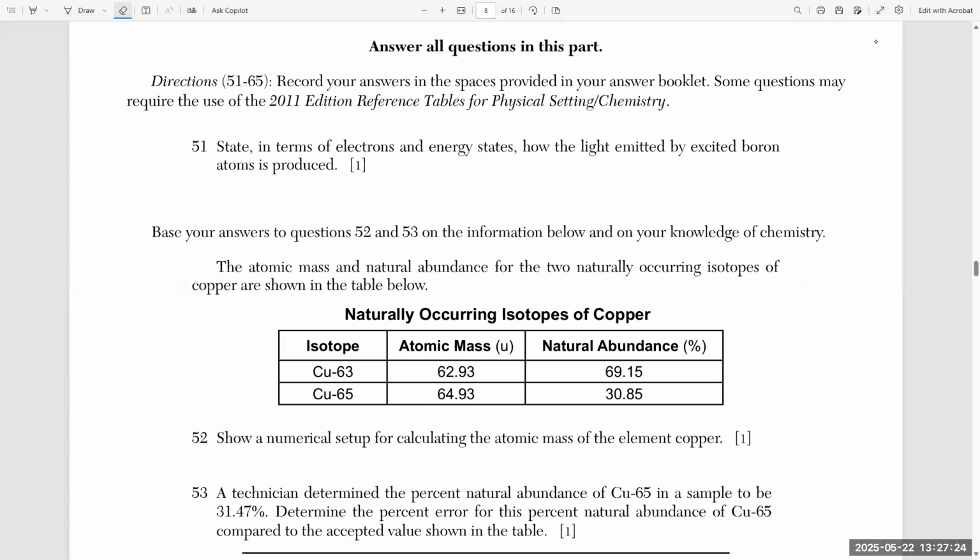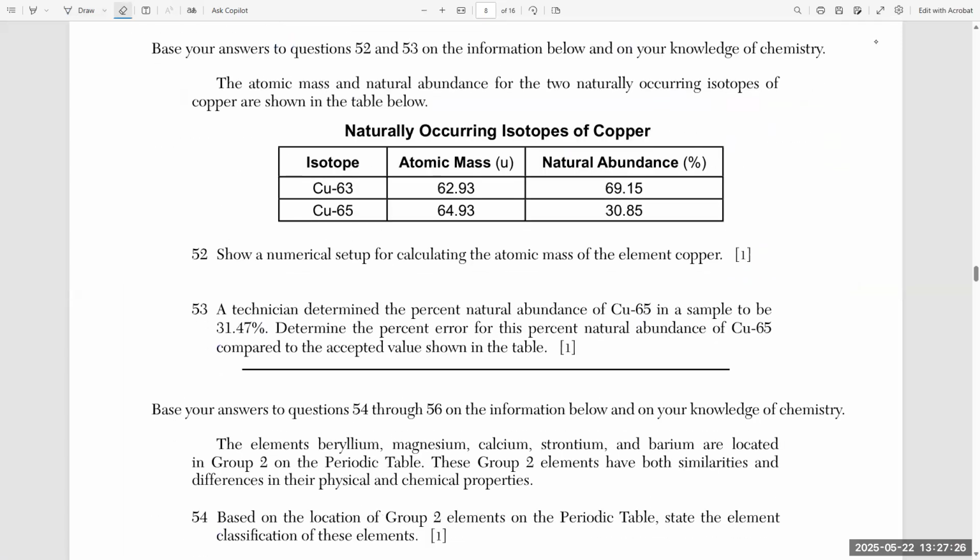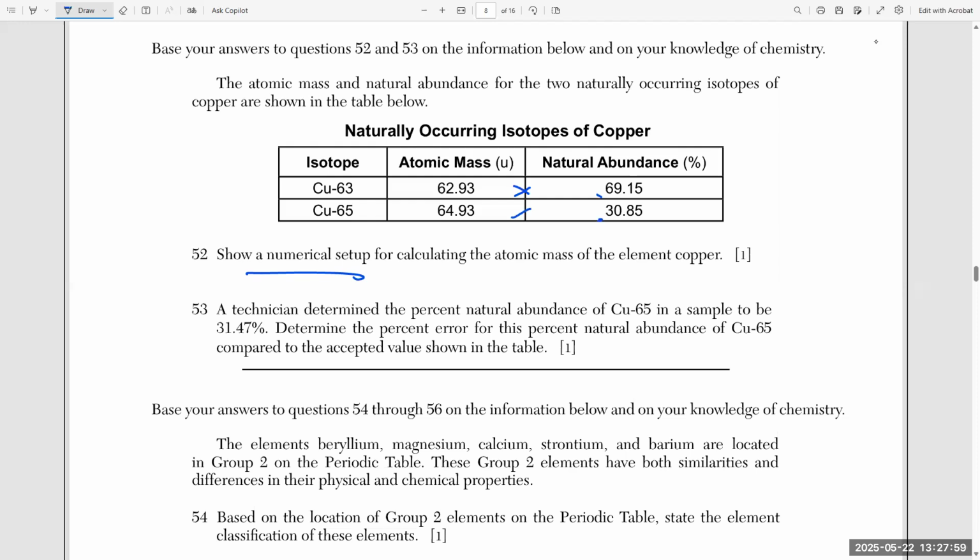Second question says, the atomic mass and natural abundance for two naturally occurring isotopes of copper are shown in the table below. Show a numerical setup for calculating the atomic mass of the element copper. All right, so it says show a numerical setup, right? It doesn't say to actually calculate. So that means we just set up the problem. So how do we do that? It's actually atomic mass times the natural abundance as a decimal, right? Which means we're going to move the decimal places over like this, right?